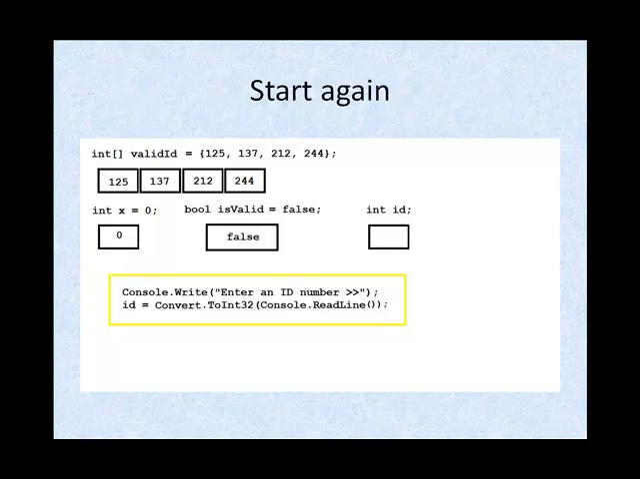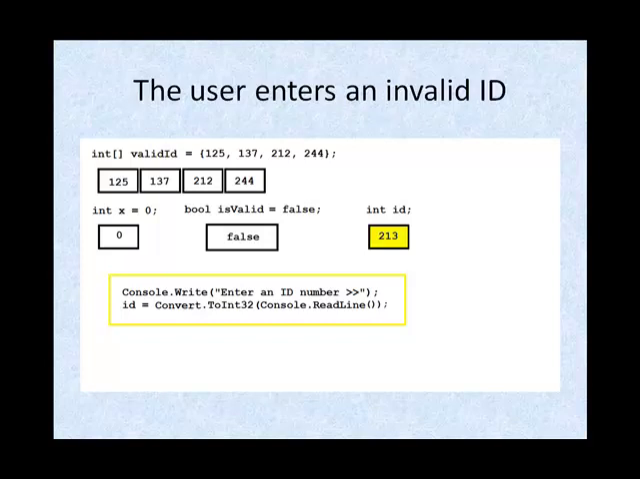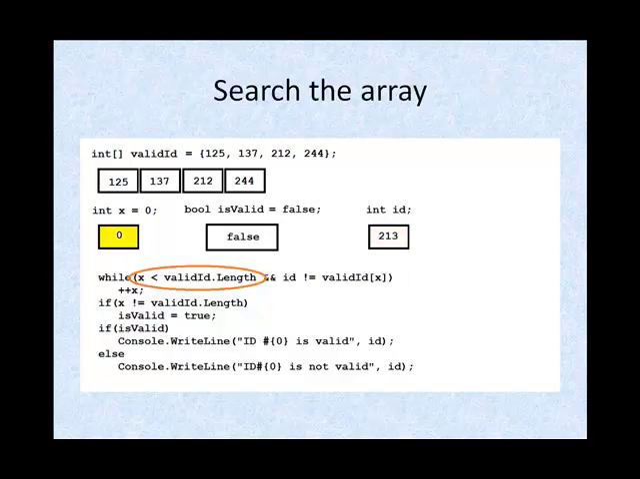Let's start again. We'll have the user enter an ID number, and this time assume the user enters 213. We'll use the same while loop, and x is less than the length of the array, and the ID number 213 is not equal to valid ID 0, so we'll increase x to 1. X is less than the length of the array. It doesn't match the ID number, so x becomes 2. X is less than the length of the array. It's not the valid ID number, so x is 3.